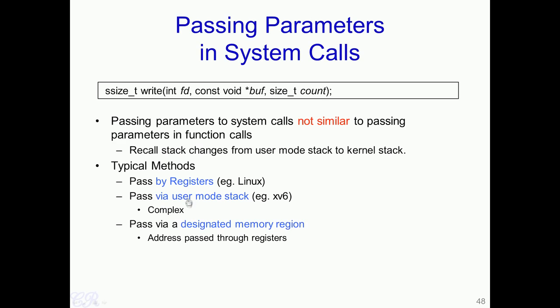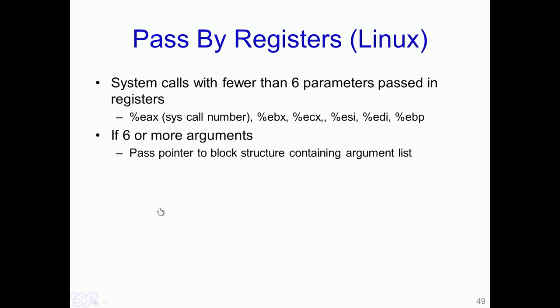So, we will look at the other two cases, that is pass by registers and pass via user mode stack, in more detail. Now, pass by registers, which is used by Linux system calls, uses the registers present in the processor to pass parameters to the kernel. We have already seen an example of this, of how the EAX register is used to pass the system call number from the user process to the operating system.